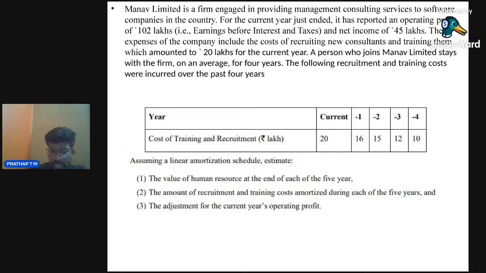So how are we calculating? The calculation is very simple. Consider plus equal here. You write 10 lakh. 10 lakh is the amount, divided by how many years you are amortizing? 4 years, right? So each year it is 2 lakh 50,000. So each year you are calculating 2 lakh 50,000.